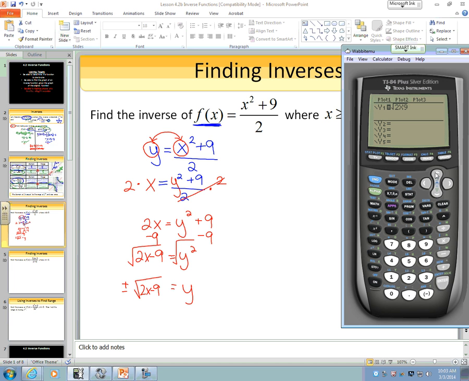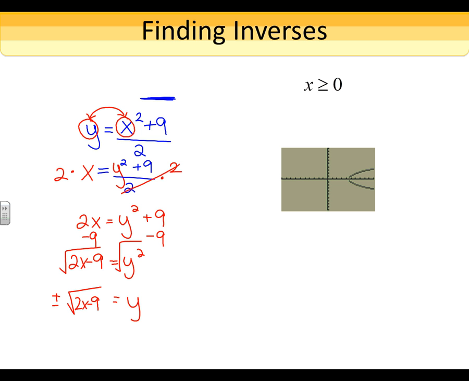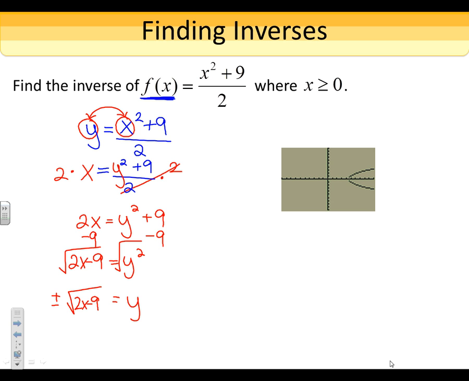And the negative square root of 2x minus 9. So this would be the graph if I had both positive and negative square root of 2x minus 9 as my equation. And I graph that, what happens? When we graph that, what we get is an equation that does not pass the vertical line test. So this is not a function.